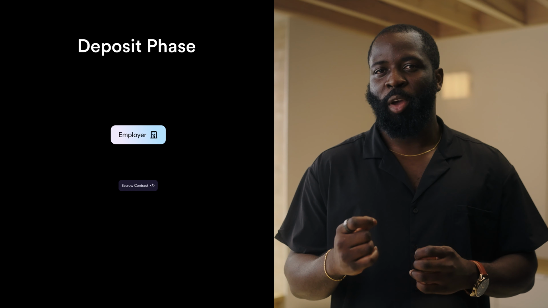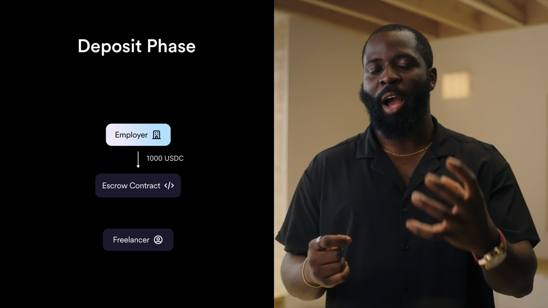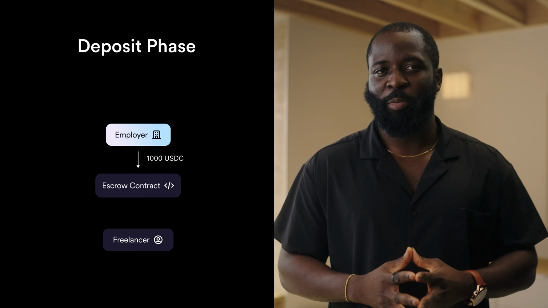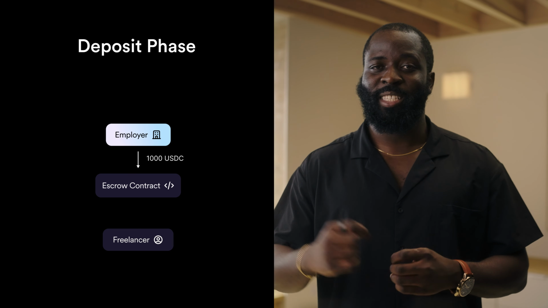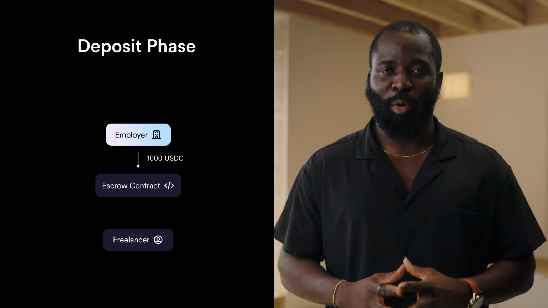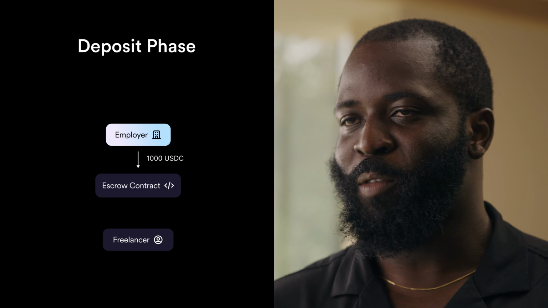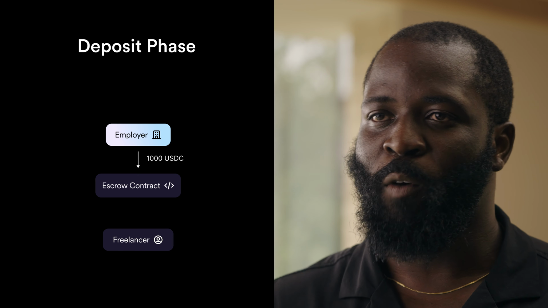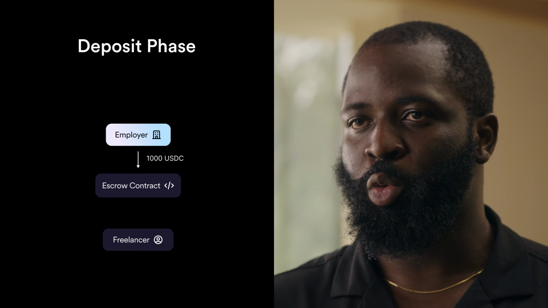The first phase is the deposit phase. Here the employer, who we can also call the depositor, initiates an escrow agreement by sending the agreed payment, for example 1000 USDC, into a Solidity smart contract on the Ethereum blockchain. Unlike traditional escrow, there's no human third party involved. The smart contract itself holds the funds and enforces the terms of the agreement through code.